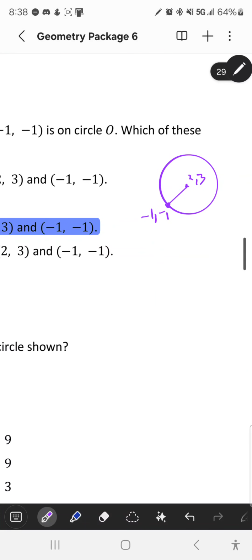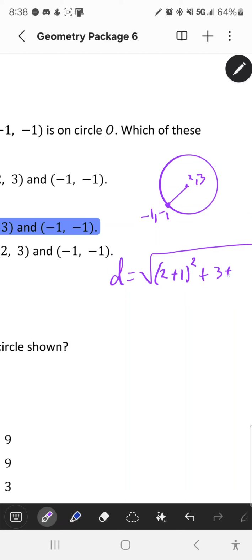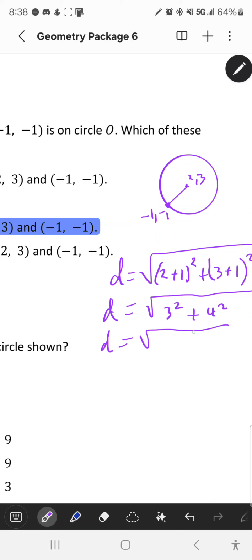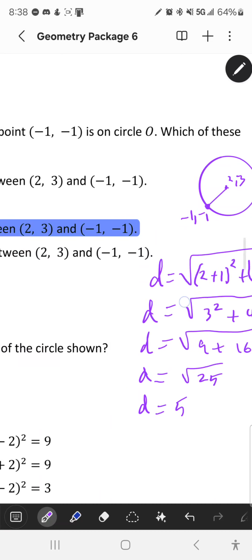So let's do it. Using the distance formula, I'm going to say 2 minus 1, which is plus 1 squared, plus 3 minus 1, which is plus 1 squared. Distance equals the square root of 3, 2 times 1 is 3, 3 times 1 is 4. So 3 squared plus 4 squared, 9 plus 16, is equal to the square root of 25. So the radius is going to be equal to 5.